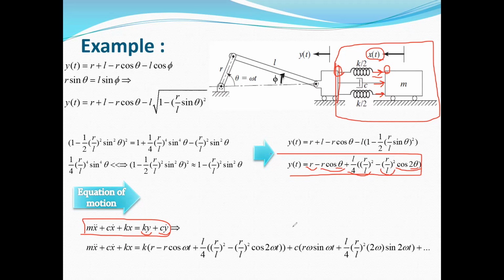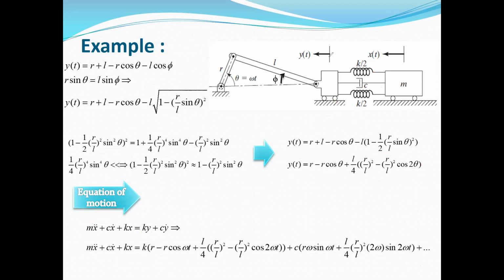So we can substitute and calculate, and finally we extract this equation of motion, and then we can substitute the numerical values for omega, L, R, and M, K, and C. Finally, we can extract the numerical form for the equation of motion and non-homogeneous terms. Is it clear so far? Any question?